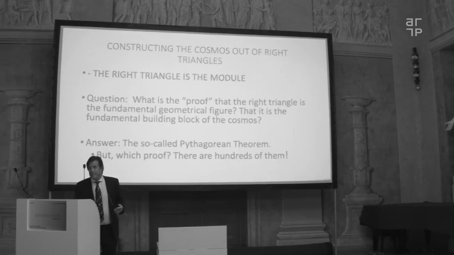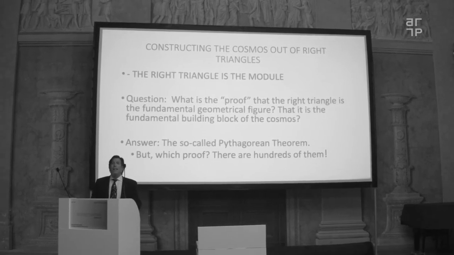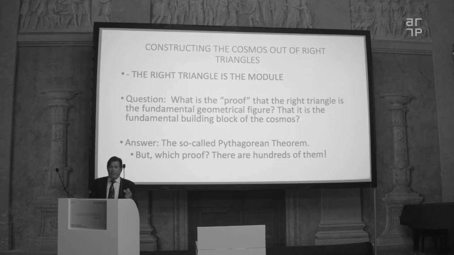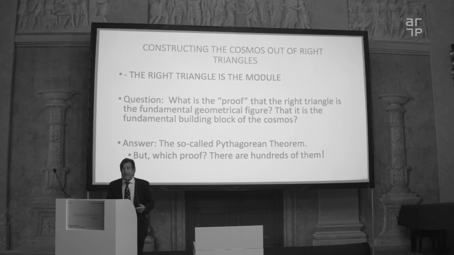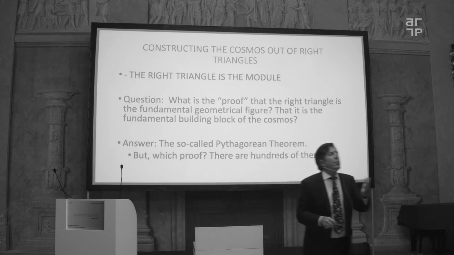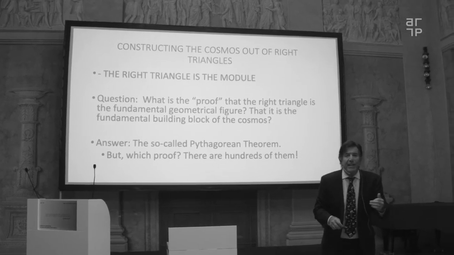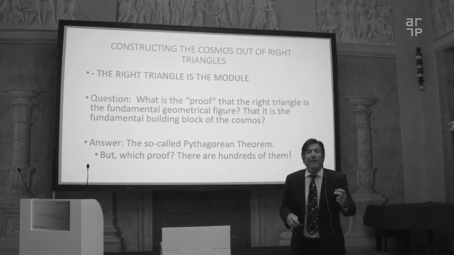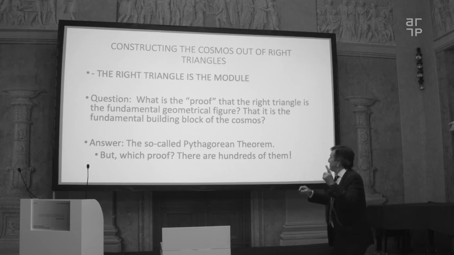Interpretation, please. The right triangle is the module for the whole cosmos. Now, what proof did they have that the right triangle is the fundamental geometrical figure and the fundamental building block? I'm saying that it's the so-called Pythagorean theorem, the hypotenuse theorem. But which one? There's more than 400 proofs of it. That means each one reveals a different aspect of the right triangle. So which one shows that the right triangle is the fundamental geometrical figure? I'm glad you asked.